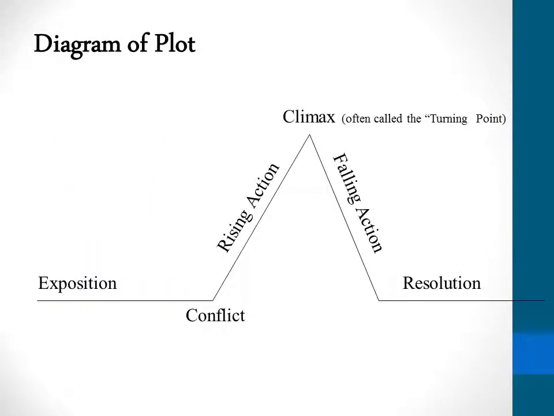So if you're looking at it from a perspective of a visual reference, you want to think of it looking somewhat like this. We start with the exposition. Off to the left, we move into the conflict, the rising action, then the climax, which is also called the turning point, then the falling action, and the resolution. So think of it in terms of the gauge of emotional involvement.